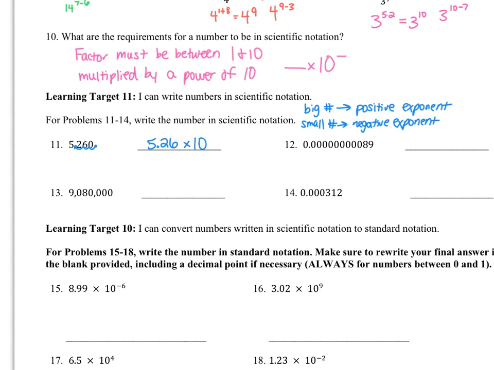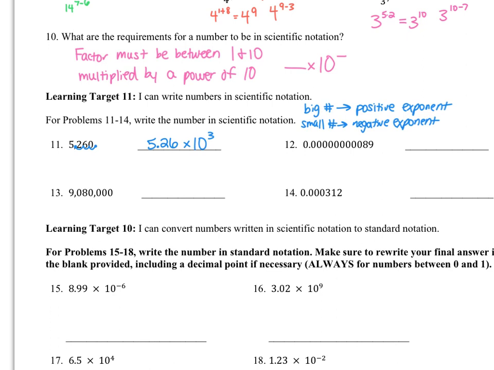Times 10 to the, since I divided by 10 1, 2, 3 times, I need to turn around and multiply by 10 3 times so that the number is still equal. So these are equal. And again, to test whether you're right or not, you can take this and turn around and put it back in standard notation and make sure you get the right answer.